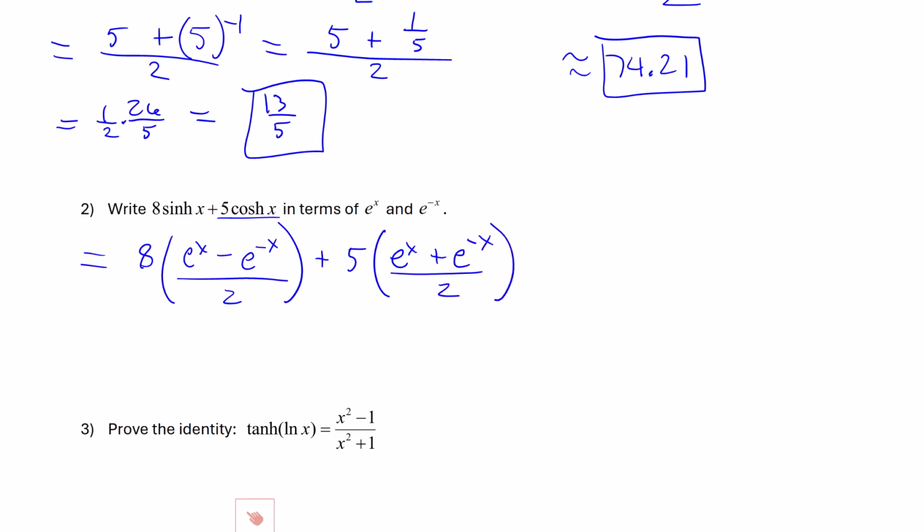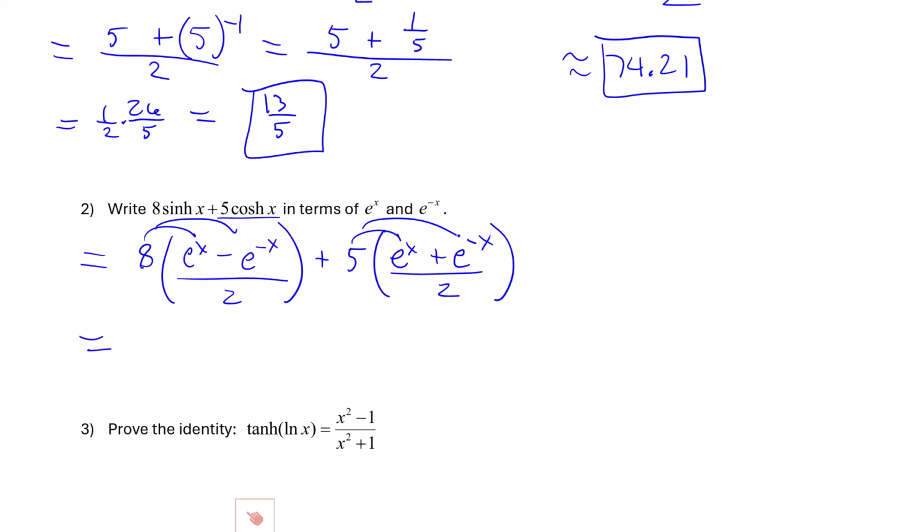Now, I suppose you could argue at this point that we've written this expression in terms of e to the x and e to the negative x, which is what we're being asked to do, therefore we're done. But we should also make it algebraically simpler. It would be more appropriate to simplify. It's not much. If we distribute the 8 to the first term and the 5 to the second term, and then consider that they're all over 2, we can get this looking a lot better. So let's do that.